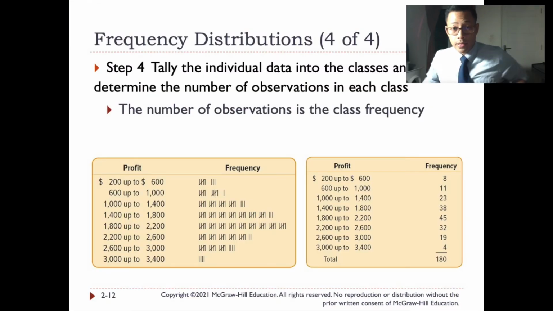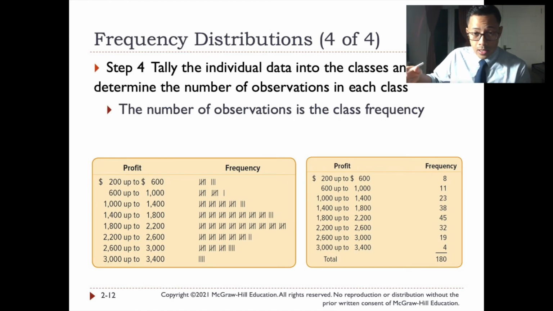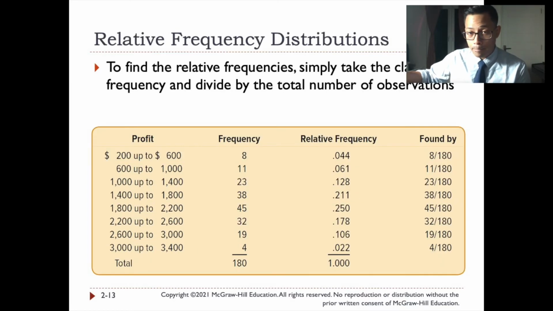Then the next thing is probably the most clerical and most straightforward thing to do, which is to just tally the individual data into these classes and then determine the number of observations in each class. It's given by the calculations. Then what we're going to get is the frequency. In addition to the frequency, you can add another column to the right and calculate the relative frequency. So you get the share of each class within the total observations. It's another straightforward and simple thing that you need to do.